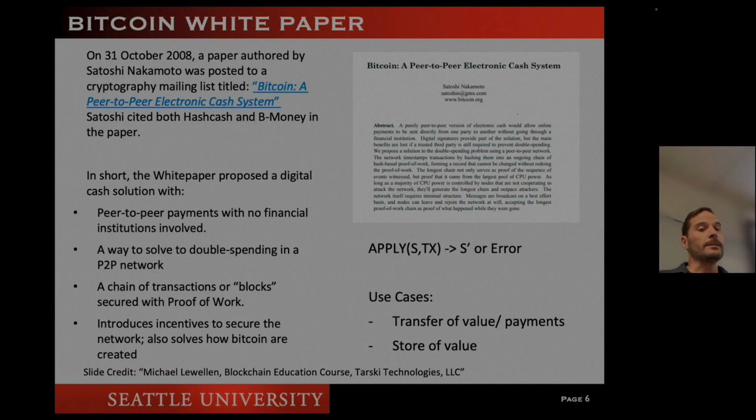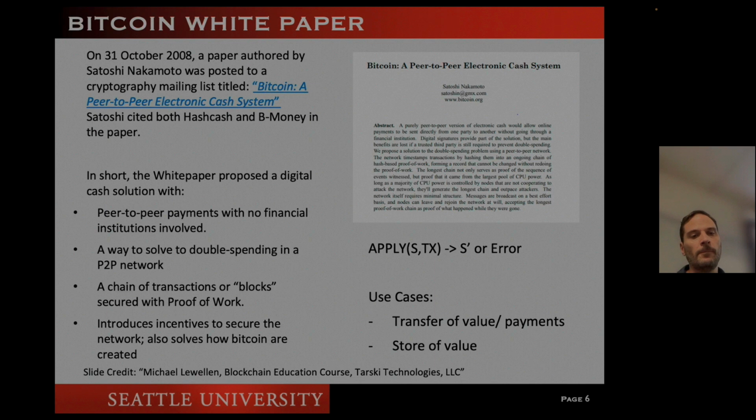So then in 2008, October 31st, 2008, a paper was authored by Satoshi Nakamoto, and I talked about this last time. This is really a synonym for somebody or a group of people, titled Bitcoin, a peer-to-peer electronic cash system. Satoshi did reference Hashcash and B-Money as a preceding solution to digital payments. What the Bitcoin paper, and I encourage you all to read it, it's actually pretty short and pretty concise.